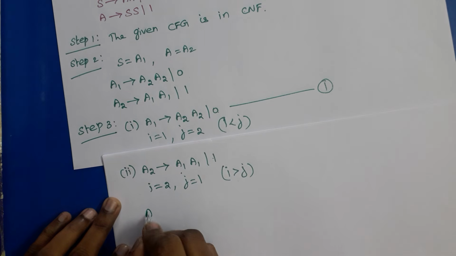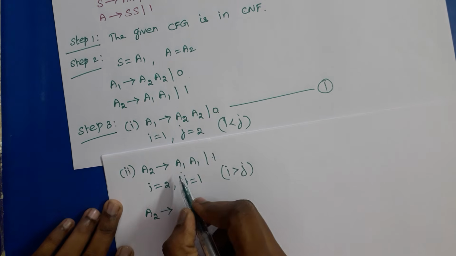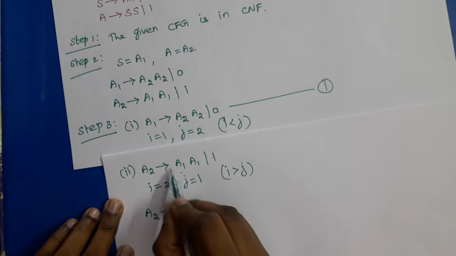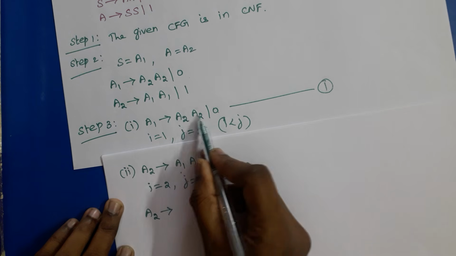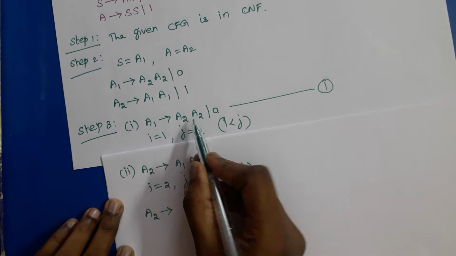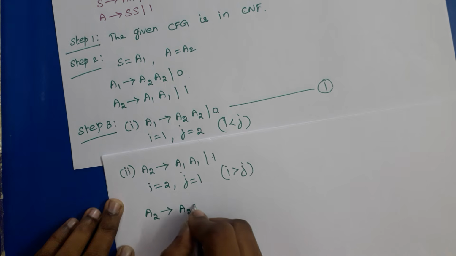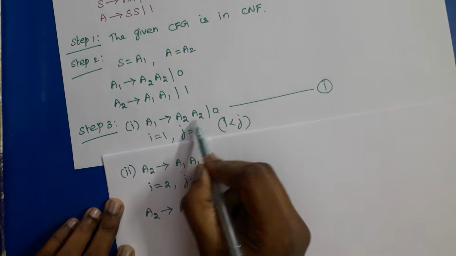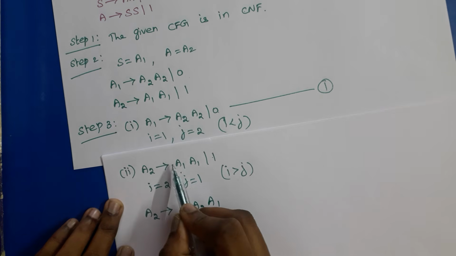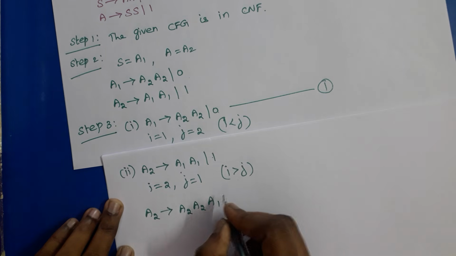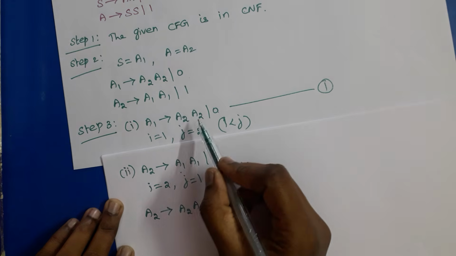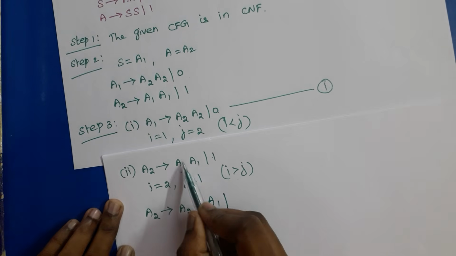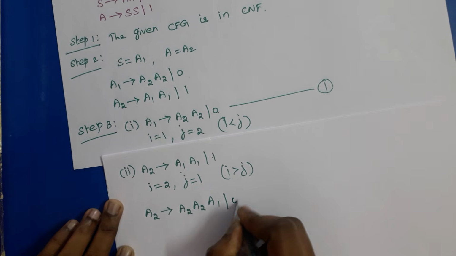So now A2 becomes, A2 tends to replace A1 with its production body. So instead of this A1, we are going to substitute A2, right? Because A1 tends to A2. So first we are going to substitute A2, then this A1, right? We are going to substitute A2 only for the first symbol. The rest of the symbols must be written as it is. Bar. Then it has another production also. So now we need to substitute 0 in place of A1. So 0 A1.